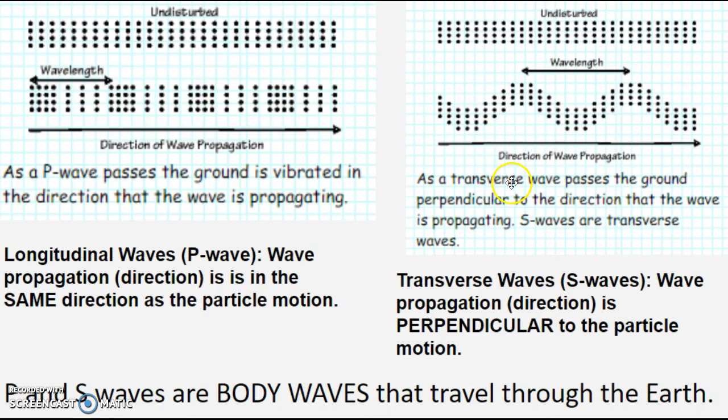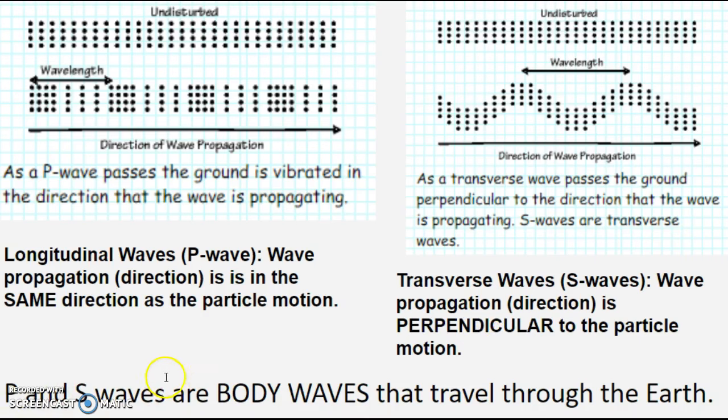And here, as a transverse wave passes through, the ground actually moves perpendicular to the direction that the wave is propagating. S waves are transverse waves. So if this is traveling from left to right, the direction of wave propagation, if I'm a particle of the ground, I would be moving perpendicular to it. I would be moving up and down based on this picture. So in longitudinal waves, the wave propagation is in the same direction as particle motion. In a transverse wave, the direction it's traveling is perpendicular to the particle motion.